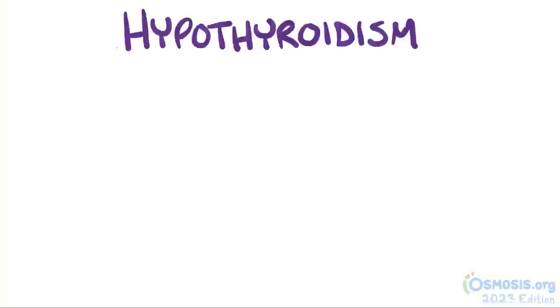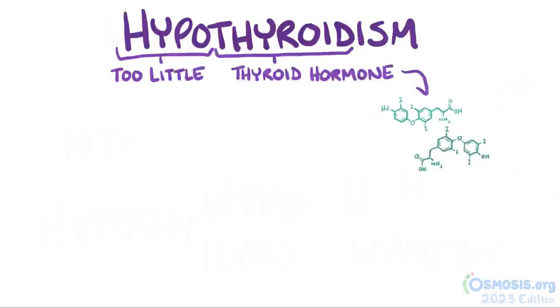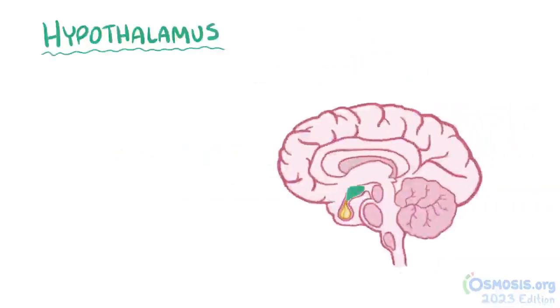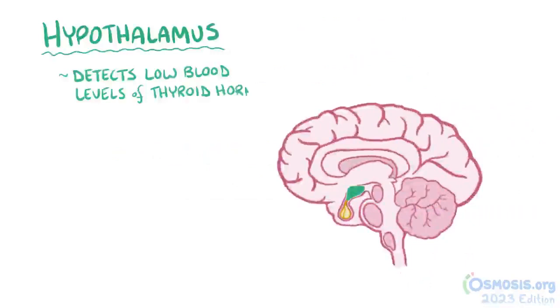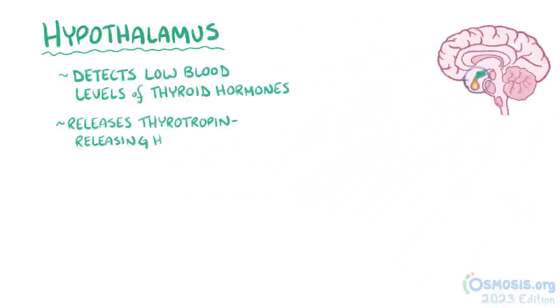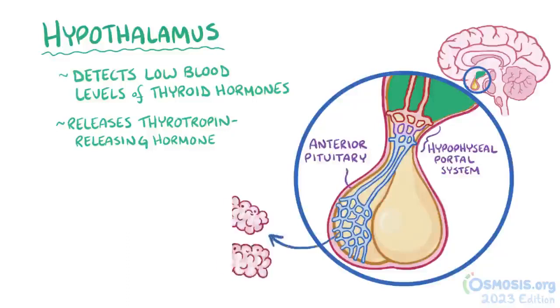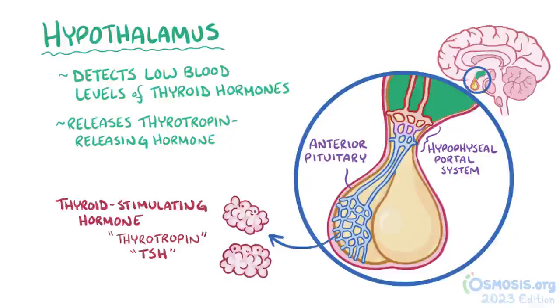In hypothyroidism, hypo refers to having too little, and thyroid refers to thyroid hormone. So hypothyroidism refers to a condition where there's a lack of thyroid hormones. Now, normally the hypothalamus, which is located at the base of the brain, detects low blood levels of thyroid hormones and releases thyrotropin-releasing hormone into the hypophyseal portal system, which is a network of capillaries linking the hypothalamus to the anterior pituitary. The anterior pituitary then releases thyroid-stimulating hormone, also called thyrotropin, or just TSH.